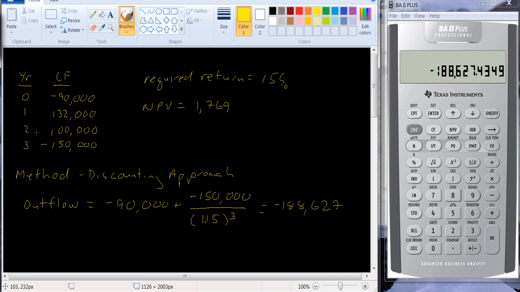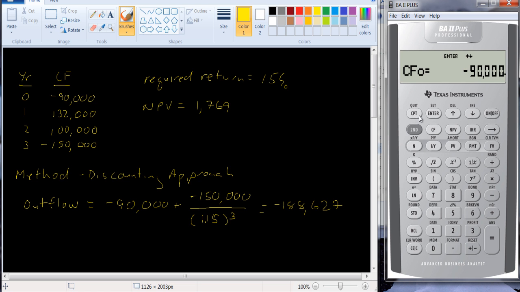So now you have a project where there's one negative outflow and then two positive inflows in year 1 and year 2. And you just compute NPV. So let's use our cash flow worksheet. Let me clear that. Again, you clear it by hitting second, clear worksheet. So the cash outflow is 188,627. Make that negative. And make sure you hit enter and see that equal sign.